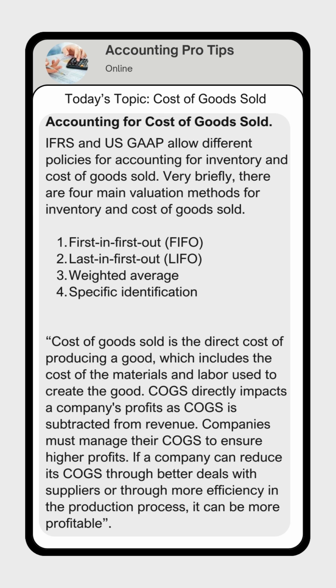In simple words, cost of goods sold is the direct cost of producing a good, which includes the cost of the materials and labor used to create the good. COGS directly impacts a company's profits as COGS is subtracted from revenue. Companies must manage their COGS to ensure higher profits. If a company can reduce its COGS through better deals with suppliers or through more efficiency in the production process, it can be more profitable.